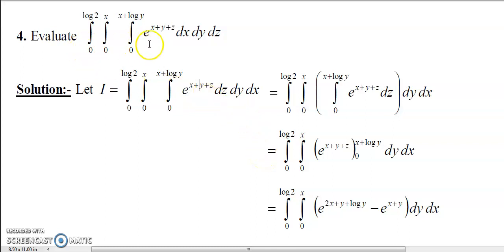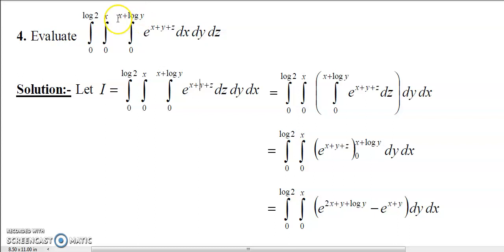We'll learn how to evaluate triple integration. For evaluating triple integration, the most important thing that we need to keep in mind is the inner integral. Now my inner integral depends on x and y. People can have a look. This is x plus log y. That means my inner integral depends on x and y.